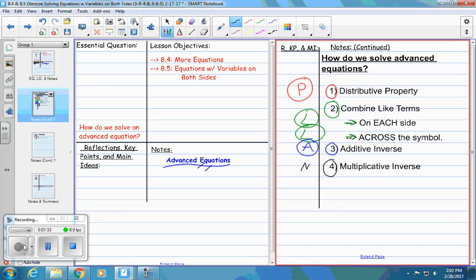And again, this part is like our chapters 8.1 and 8.2 lesson. And this part of the sequence we learned in chapter 7. So we're just putting this all together. It's going to be distributive property, combine like terms on each side, then across the symbol, then the additive inverse, then the multiplicative inverse. Again, this is very similar to a sequence, much like GEMDAS, the order of operations.